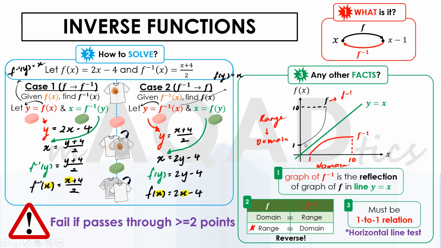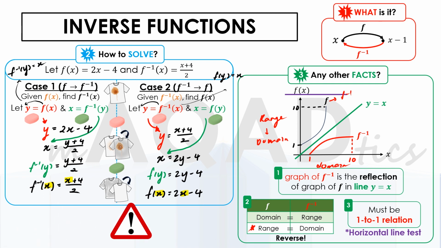Okay, but for this case, you can see that it does not. For any point, it only intersects one point. So this line passes this test, which means this line has an inverse function. Otherwise, you cannot draw out this image.